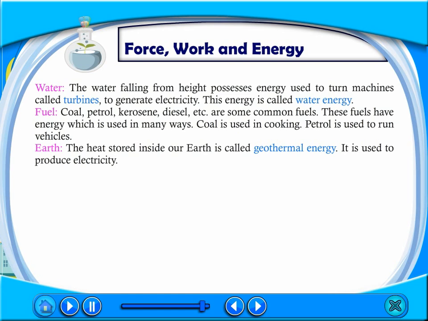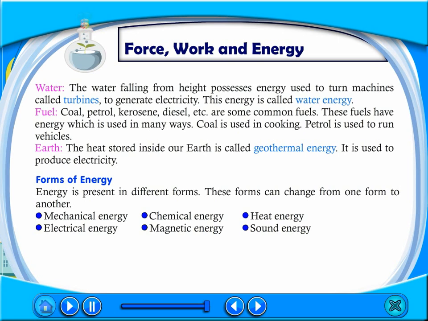Fuel. Coal, petrol, kerosene, diesel, etc. are some common fuels. These fuels have energy which is used in many ways. Coal is used in cooking. Petrol is used to run vehicles. Earth. The heat stored inside our earth is called geothermal energy. It is used to produce electricity.